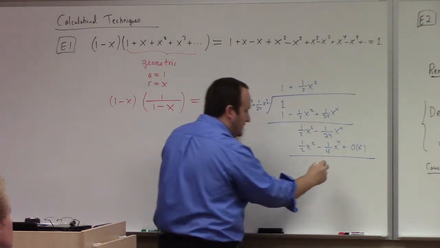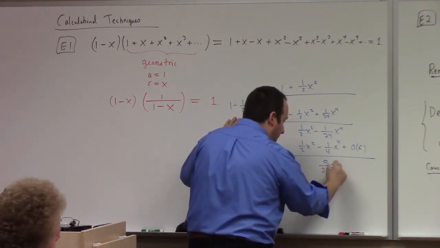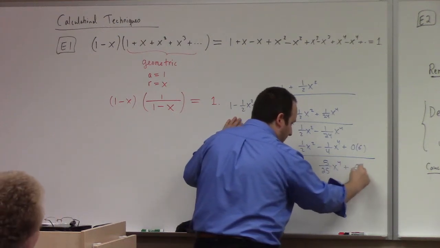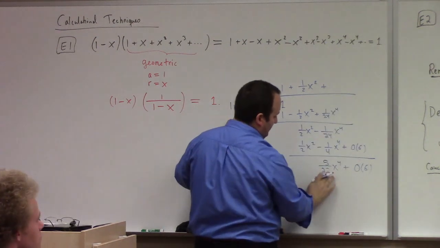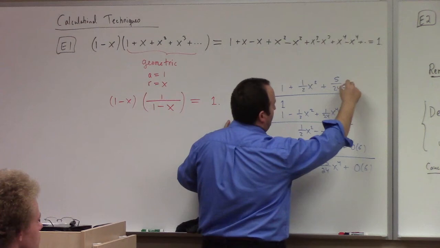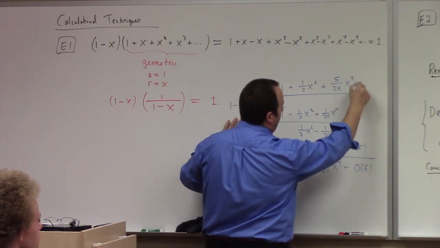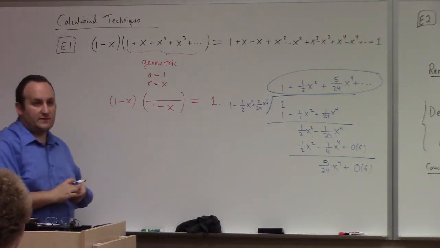You take the difference of these, you get 5/24 x to the 4th plus some order 6 term. So then the next term is 5/24 x to the 4th. So you see from long division, we've already found the power series for 1 over cosine.